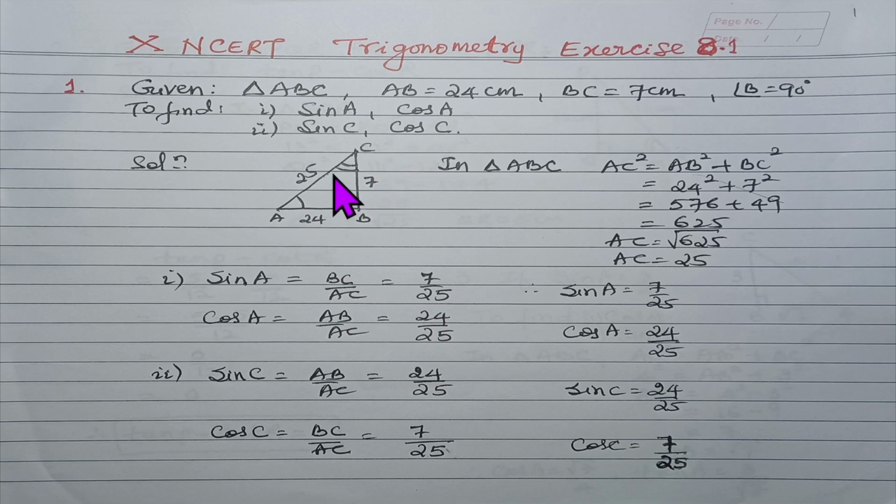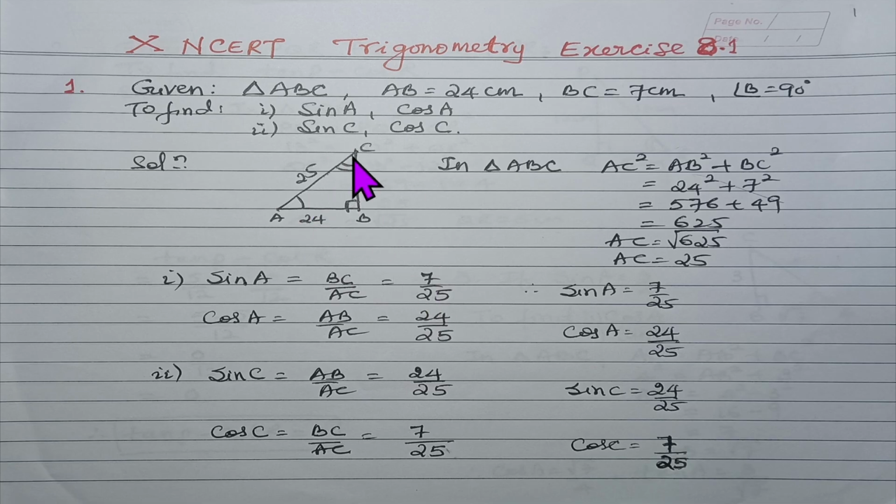Now, in the triangle ABC, applying the Pythagoras theorem, we get AC square is equal to AB square plus BC square. So, we can find out AC, and AC we have got here as 25. Now, it's very simple. To find sin A is equal to BC by AC, and that is 7 by 25. And cos A will be AB by AC, and that is 24 by 25.